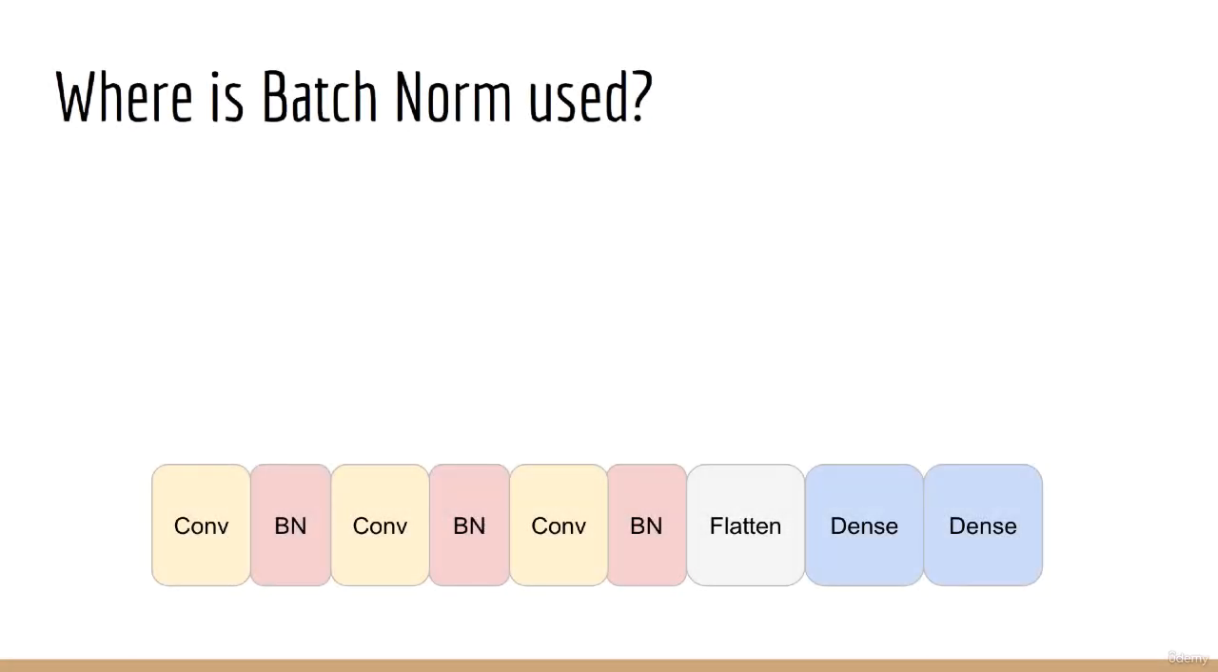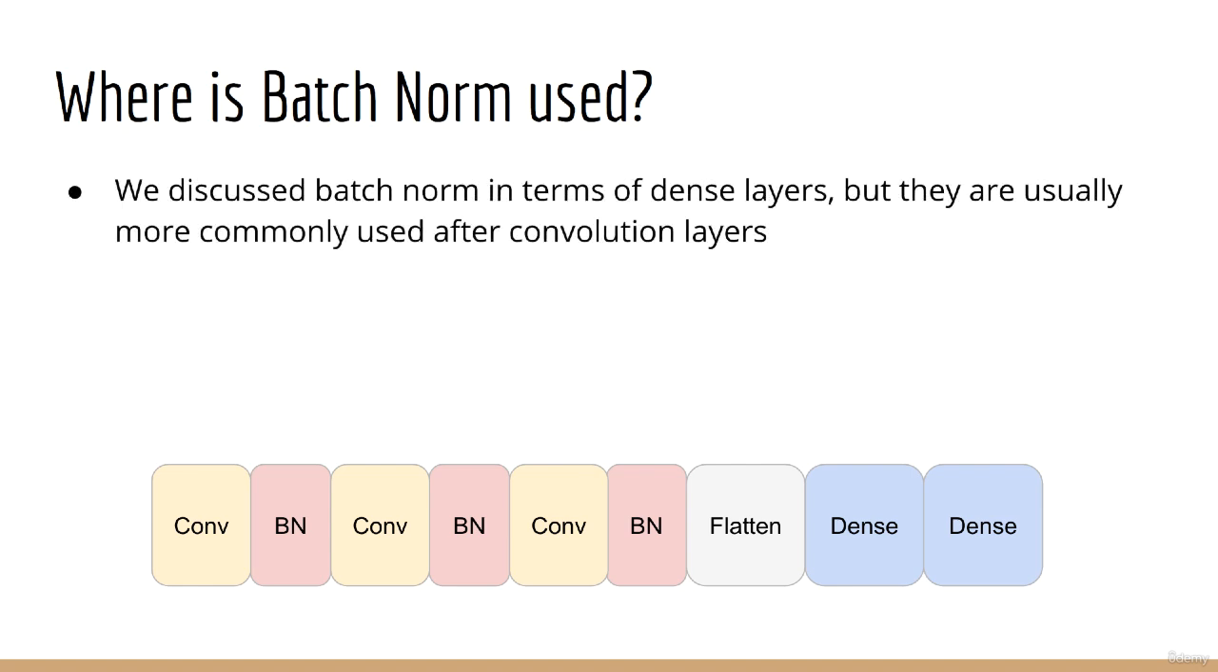The final thing I want to mention in this lecture is that while we discussed batch norm in the context of a feed-forward neural network, batch norm is not commonly applied in between dense layers. As you recall, this is the CNN section of the course. And so the reason we're talking about batch normalization now is because batch norm is mostly used with convolutions.